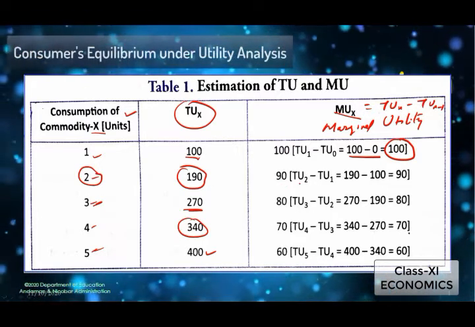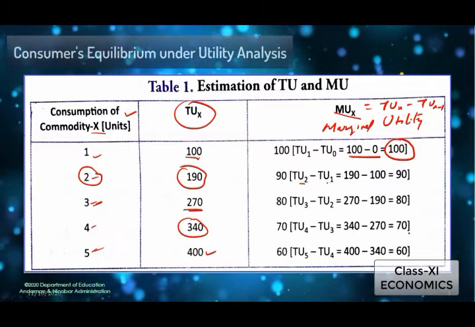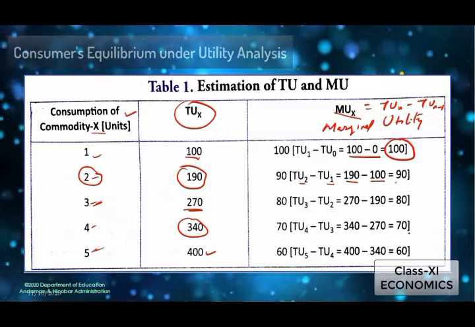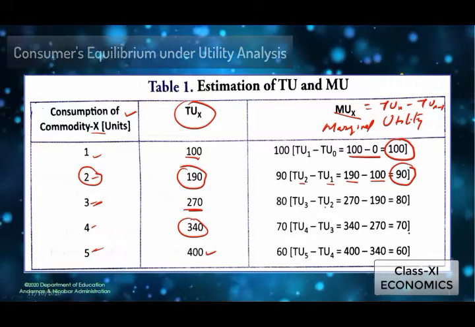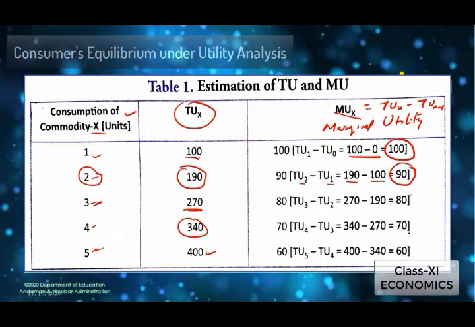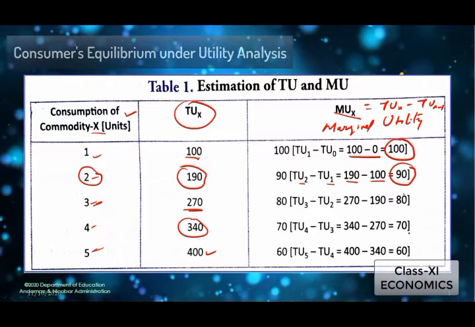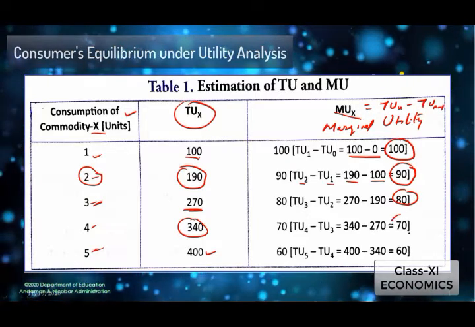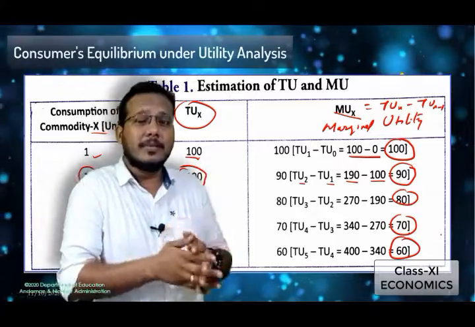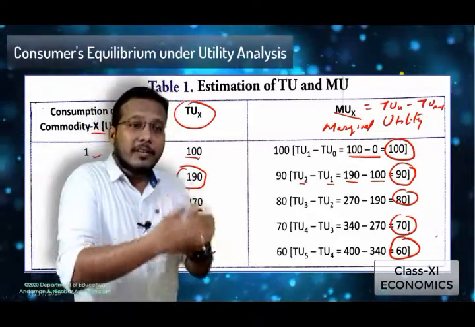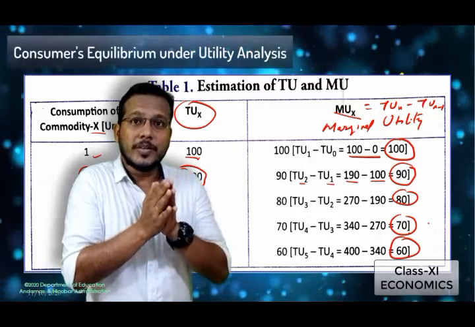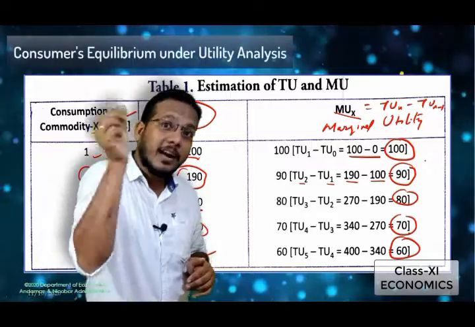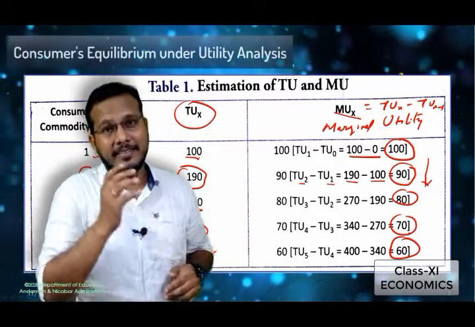Now look at the second unit. Here the total utility is subtracted from the total utility of the previous unit. So here 190 minus 100 gives the value of 90. In the same way, at every consecutive stage we can see that the MU gets decreased. So it's going from 90 to 80, then 70, then 60. So students, by this table we can very easily understand that when an additional unit of a commodity is consumed by a consumer, the utility derived from that additional unit gets decreased.